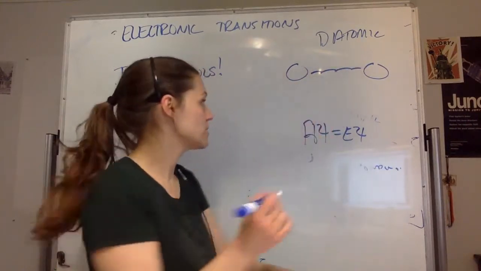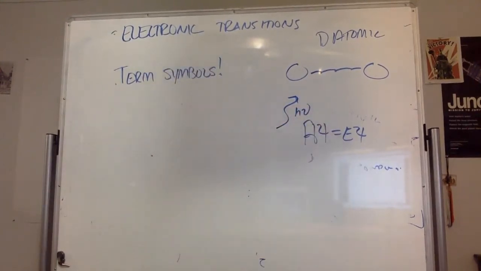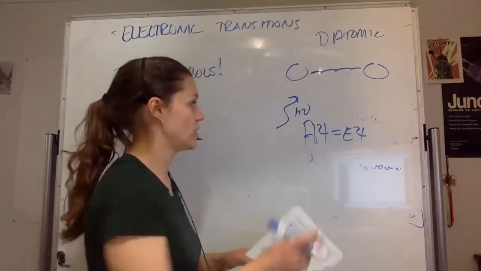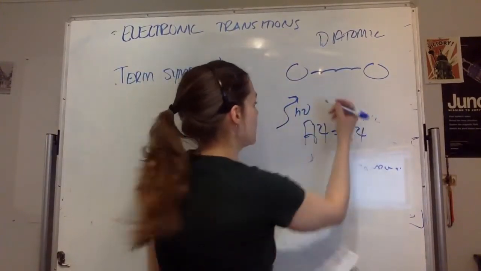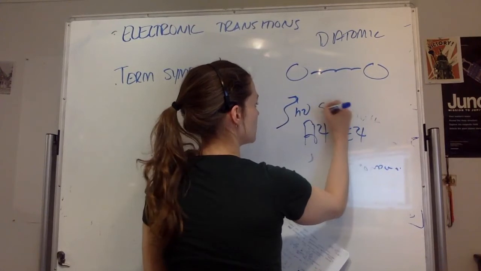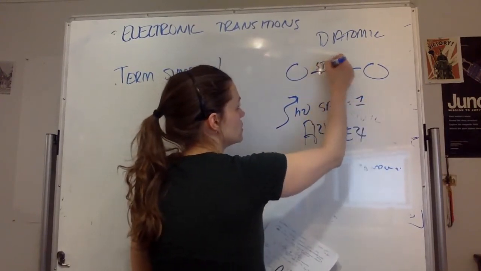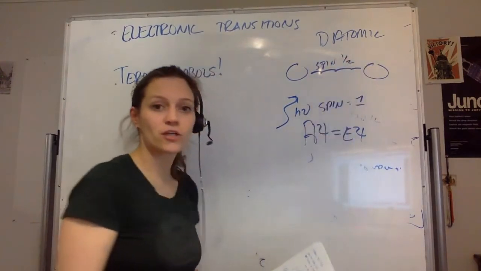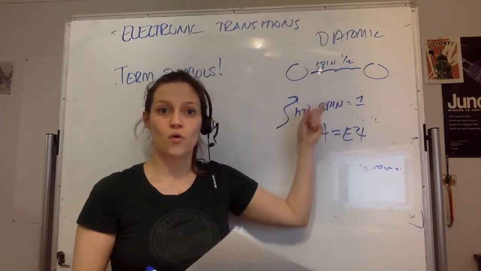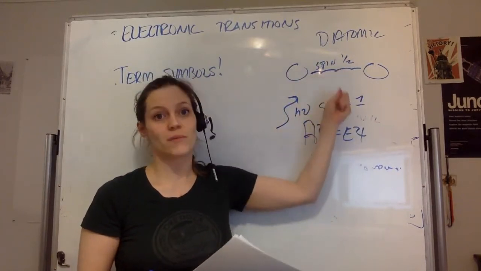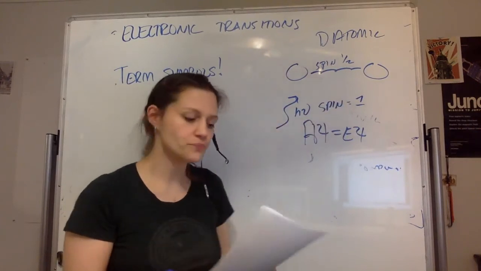Now, if a photon comes in, the only way that a photon is going to interact with this molecule is if it transfers its angular momentum. And so you've got spin equal to 1 for a photon, spin 1/2 for electrons. So if you're going to have an electronic transition of this system, you need to have spin 1 convert or somehow transfer to spin 1/2. And that's where electronic transitions are a little strange.